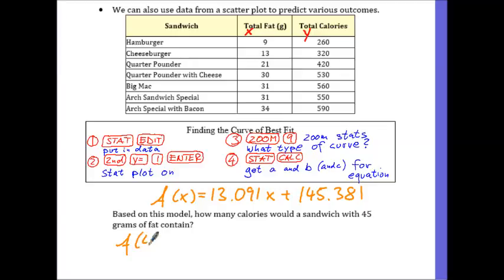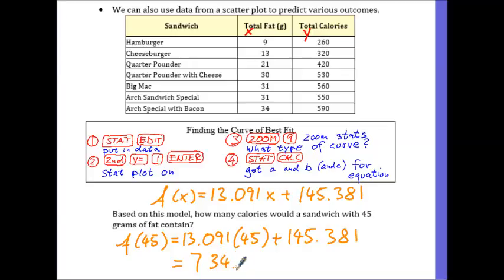Well, then let's plug that into our equation. So we're looking for f of 45 essentially, and that's going to be 13.091 times 45 plus 145.381, and I just went ahead and did the math for us already. The answer is 734.48 calories. This is how many calories we would expect in a sandwich with 45 grams of fat.